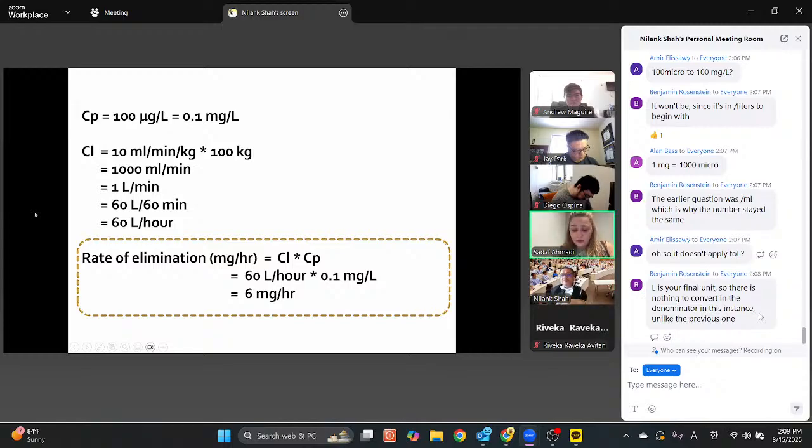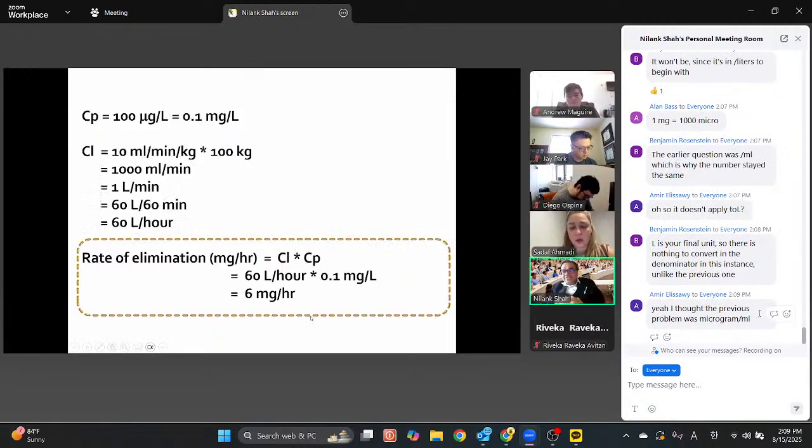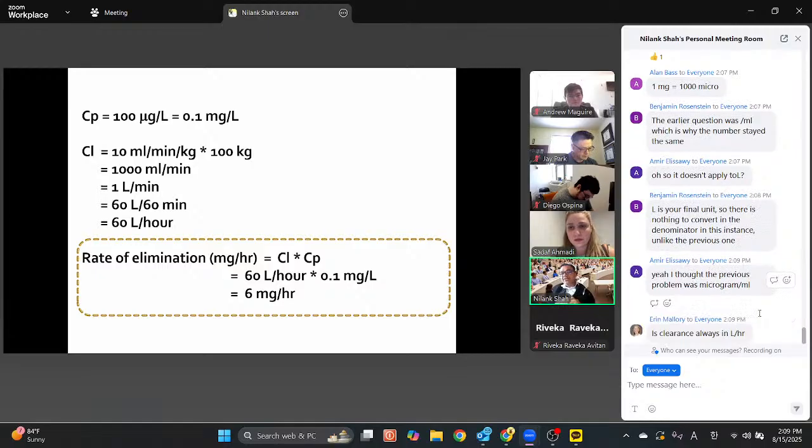A minute to hour. So because the question wants the answer in milligram per hour units, not like very good. So because the answer choice is in milligram per hour, right? So that's why you have to convert minute to hour here. Yes. Very good job, Sadaf.